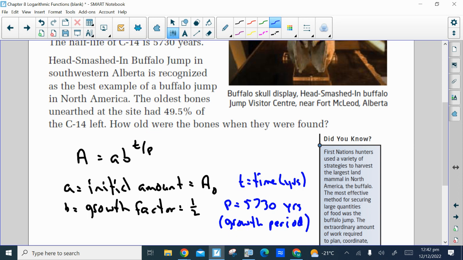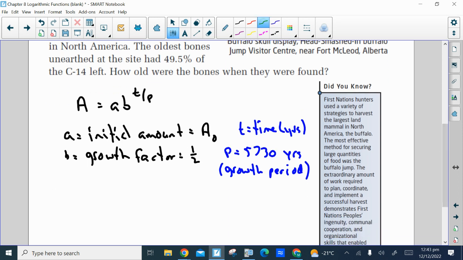Now, the oldest bones unearthed at the site had 49.5% of the carbon-14 left that it initially had. So that means the amount at the end in this case will be 0.495 times the amount started with, which is A sub 0. So this is the left side of this equation. The left side is A, the amount remaining. And in this case here, we're told that the amount remaining is 0.495, 49.5% of what they started with. So that's the left side of the equation. The right side has little a, which is A sub 0, the initial amount, times the growth factor, which is a half, to the power T over 5,730. So there's that equation set up.